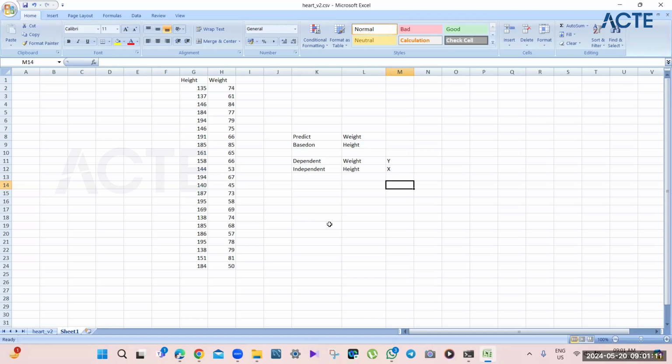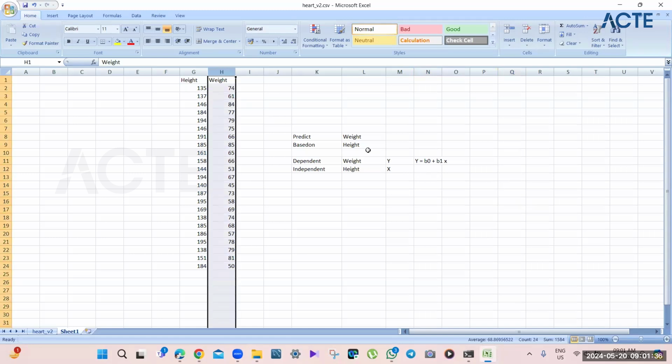What is the equation? This is the equation that I have to create. Y is equal to beta naught plus beta 1 into x. So that will be my equation: beta naught plus beta 1 into x. So y we know is the dependent variable. X is the independent variable, which is height.